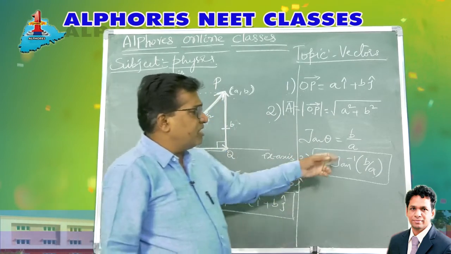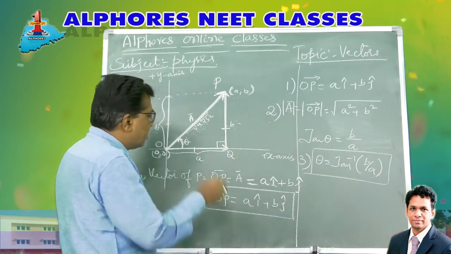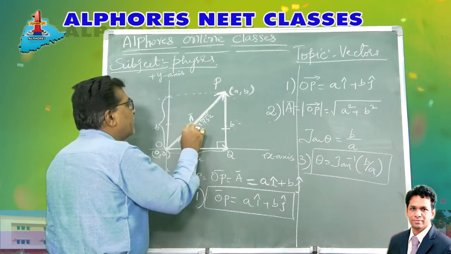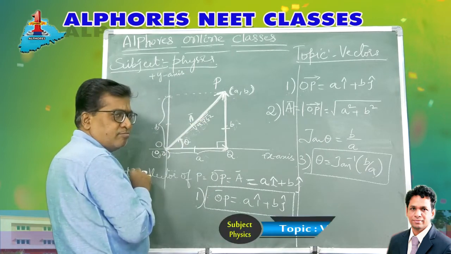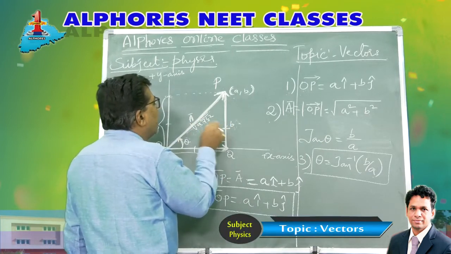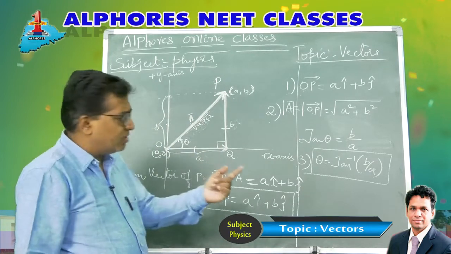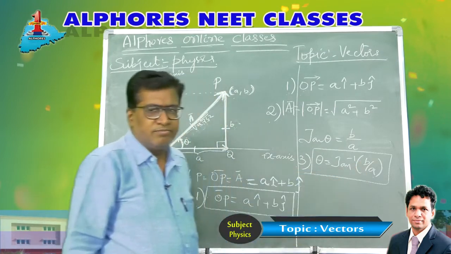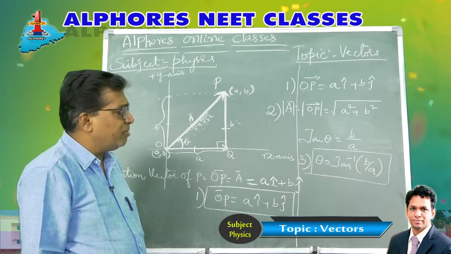You can even put this in terms of sine and cos also. Cos theta is A by under root of A square plus B square. Sin theta is B by under root of A square plus B square. Whichever way you want. This is simple, just B by A, that's the reason I take tan theta equal to B by A.